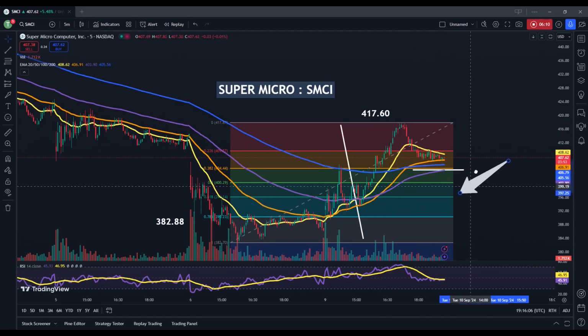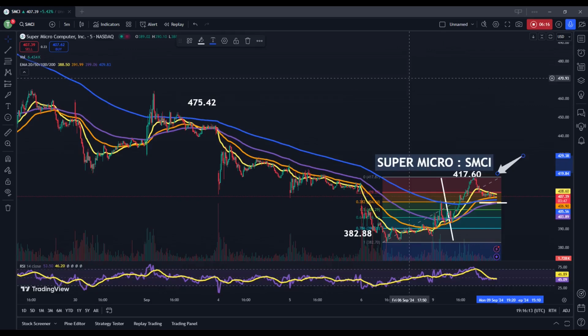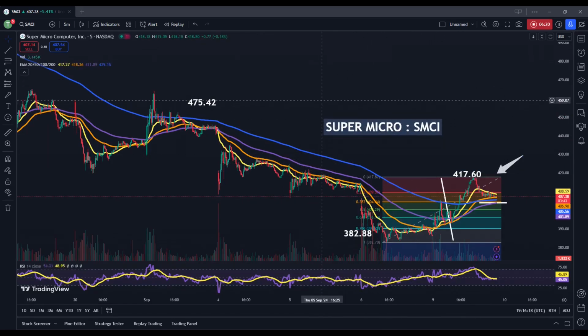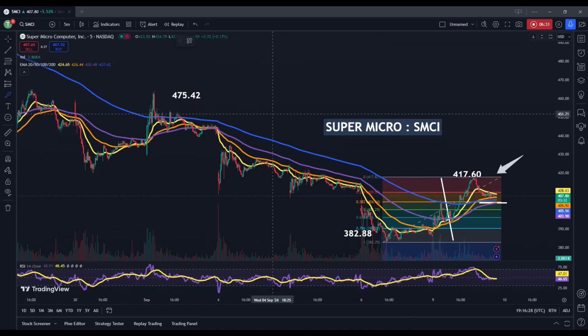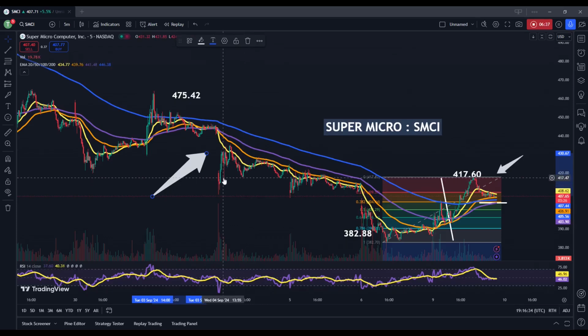To the top side, if we were to see share prices break above 417.60, this would open up some distance to the top side. The next level that I would be watching above would really come in at 475.42. That would be this price zone that was established during the September 3rd trading session. One reason that I would point to this area specifically comes from the fact that there is a price gap that has formed on these shorter term timeframes, which will ultimately need to be filled.